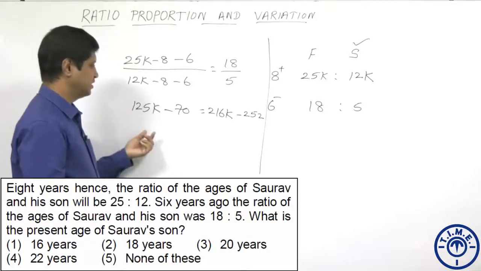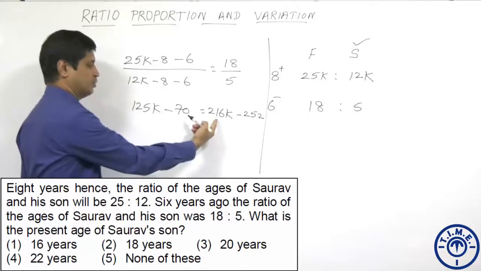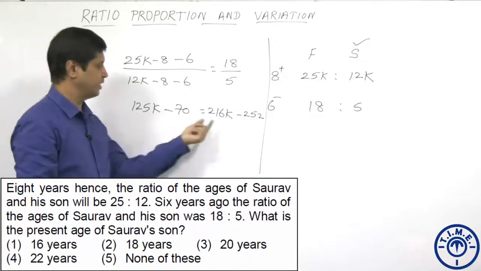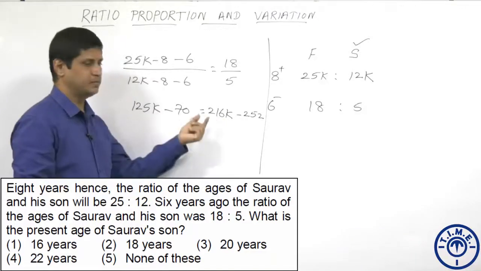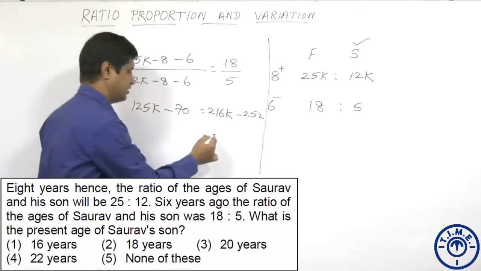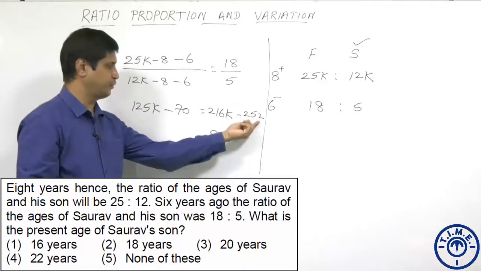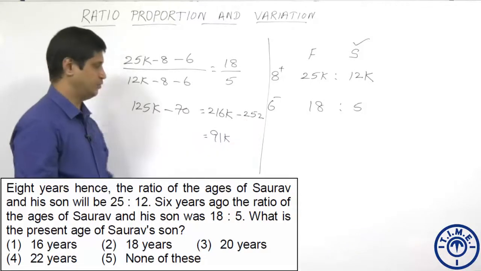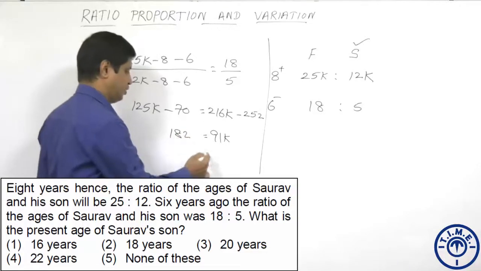Taking variables on one side, numbers on the other side. Now what is the result? 125 subtract from 216. 125 is 75 less than 200 and 216 is 16 more than 200. So 75 plus 16. What is the result? 91K. When you take this 252 to the other side, now 70 subtract from 252. What is the result? 182. The value of K is 2.